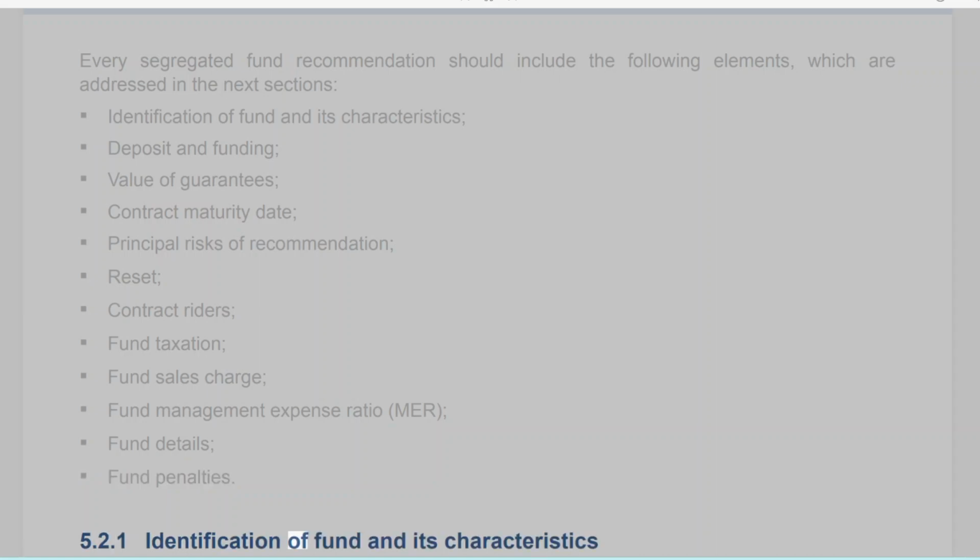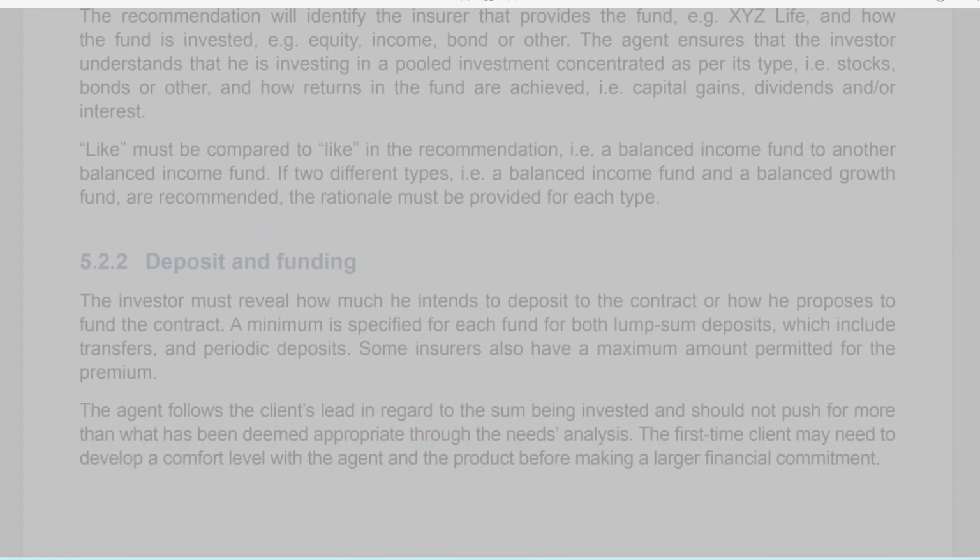5.2.1 Identification of fund and its characteristics. The recommendation will identify the insurer that provides the fund, e.g. XYZ Life, and how the fund is invested, e.g. equity, income, bond or other. The agent ensures that the investor understands that he is investing in a pooled investment concentrated as per its type, i.e. stocks, bonds or other, and how returns in the fund are achieved, i.e. capital gains, dividends and/or interest.